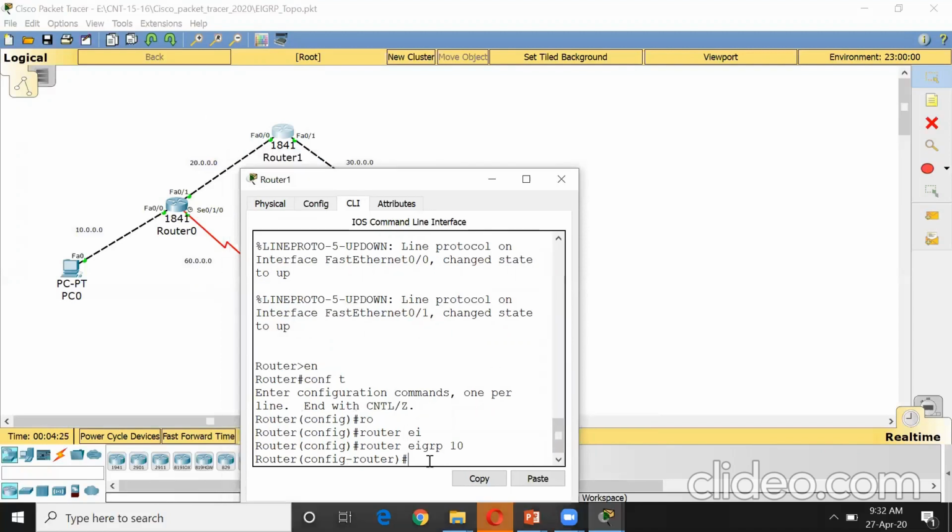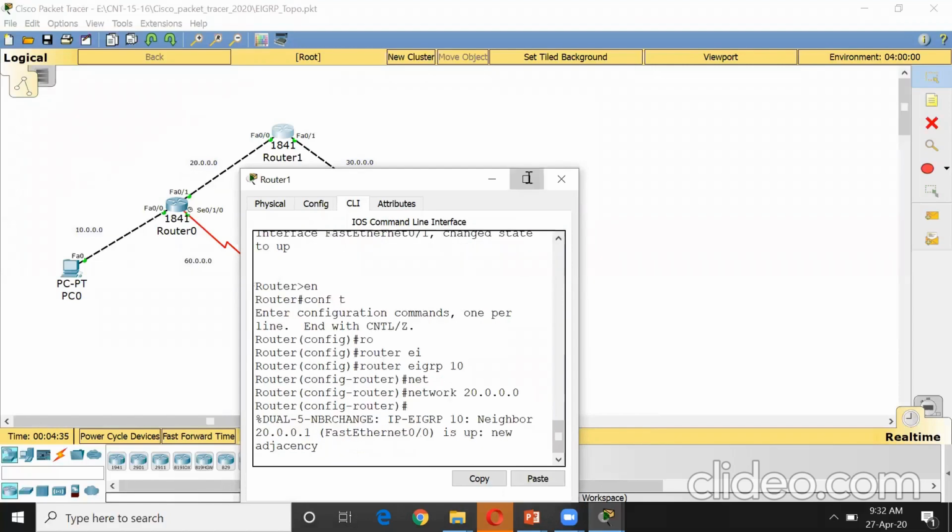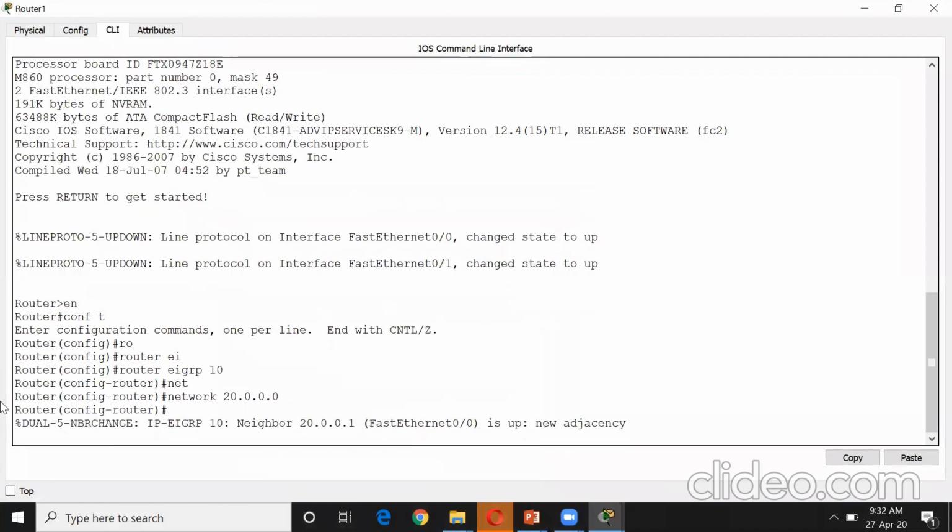So 20, that network we need to add, network 20.0.0.0. So you can see here the neighbor adjacency is established. So DUAL 5, that is the DUAL algorithm, is used. Show IP EIGRP 10, it's an autonomous system number, neighbors: 20.0.0.1, FastEthernet, that interface which is connecting, and which is establishing a new adjacency here, right?